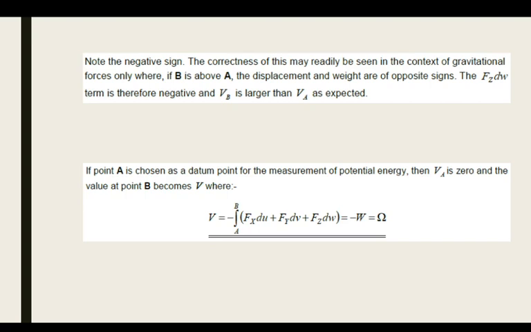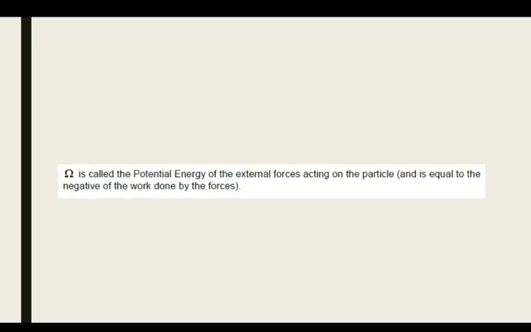If point A is chosen as a datum point for the measurement of potential energy, then VA is 0 and the value at point B becomes V, where V is equal to minus the integral of Fx du plus Fy dv plus Fz dw from point A to point B, which is equal to minus W, that is the potential energy, which is denoted by omega. So omega is called the potential energy of the external forces acting on the particle and is equal to the negative of the work done by the forces.